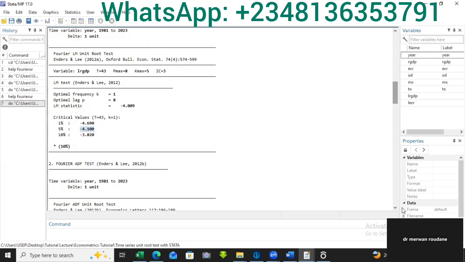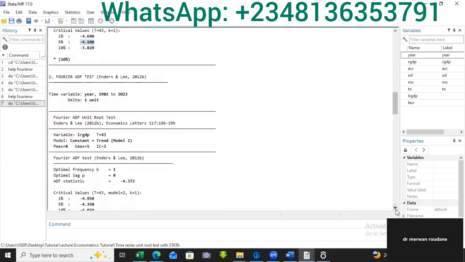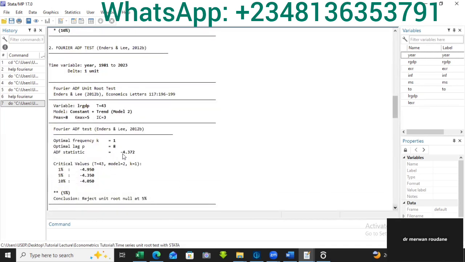Okay, so let's move to the Fourier ADF test. Let's see. According to the Fourier ADF test, you can see this ADF statistic is more negative, marginally more negative than the critical value at 5%. So according to this one, we can reject the null hypothesis of unit root for this Fourier ADF unit root test.